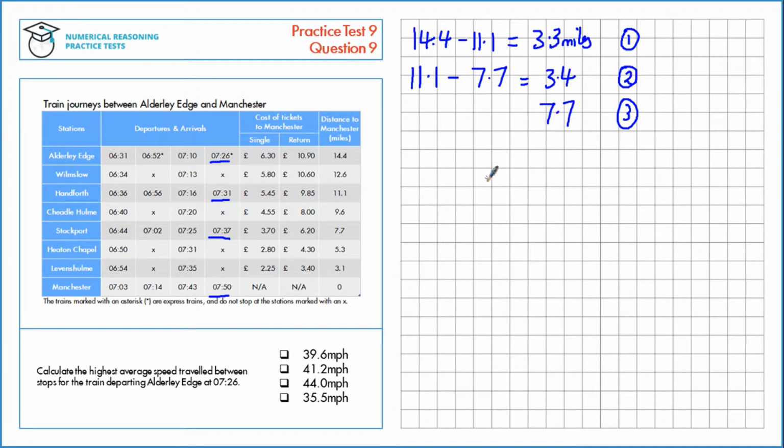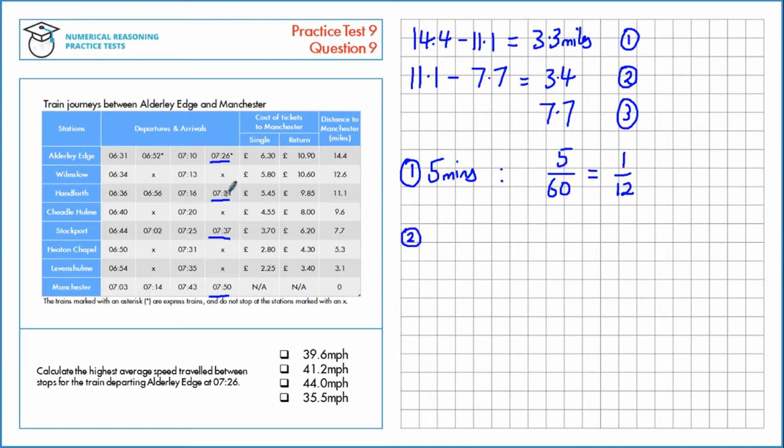Next we need to know the times that these journeys take. Speed is in miles per hour, so we need our times to be per hour first. Let's look at Alderley Edge to Handforth. We can see that the difference here is 5 minutes. This is for part 1. And we need this in hours. To express that in hours, we'll take our 5 minutes and divide by 60 minutes in an hour, which gives us 1/12 of an hour.